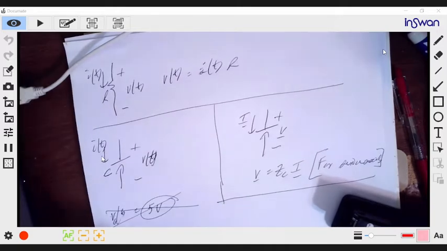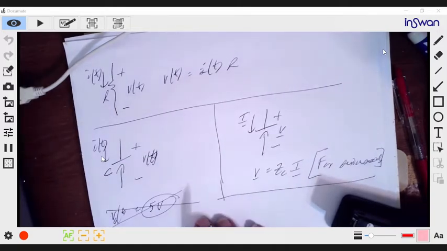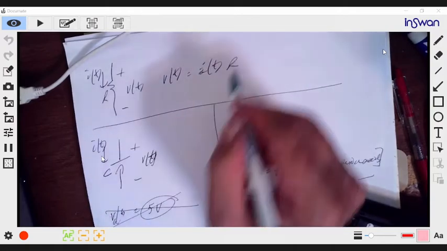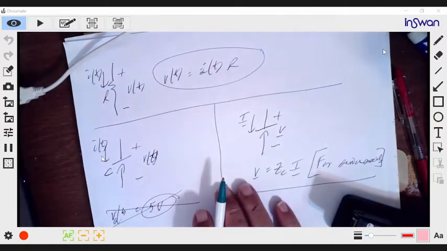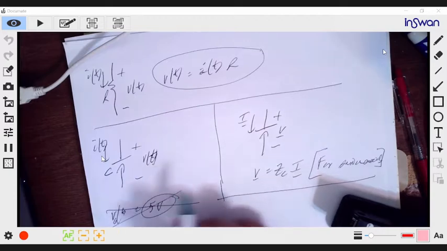Nobody can even guess what V of T is. Hold on, Dr. Goddard, what's the question you're asking right now? I'm asking how V of T is related to I of T. In the second, with the capacitor, right? Excuse me? Yes, in the capacitor.